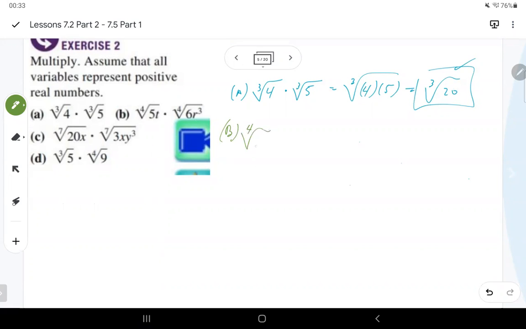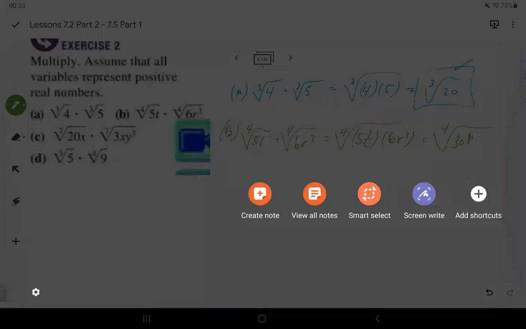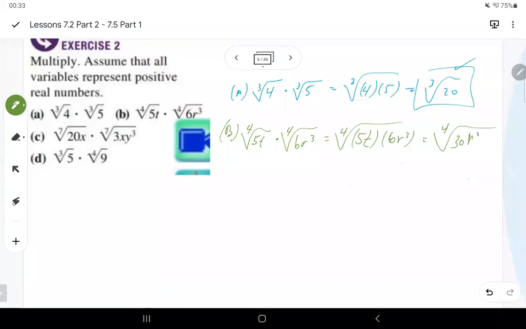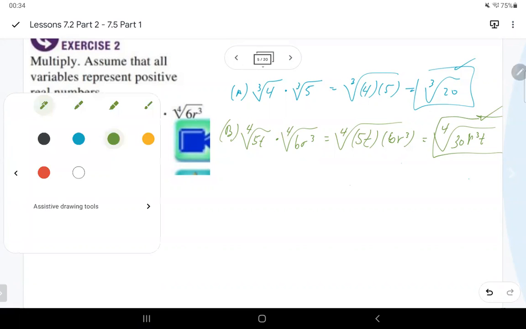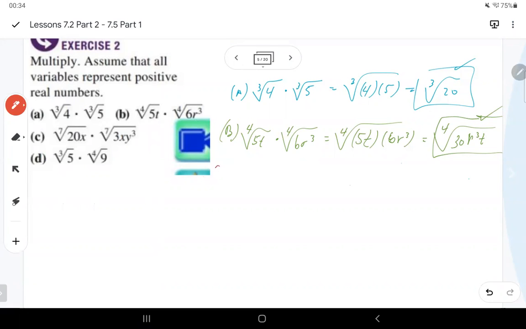Okay, here again, the indexes match. So we can use the rule 5t times 6r cubed, and we get the 4th root of 30. Really, we can do r cubed t. Okay. Yes, excellent. Okay, C.